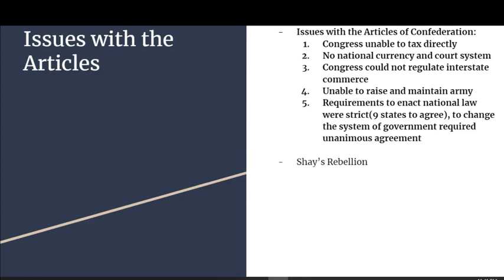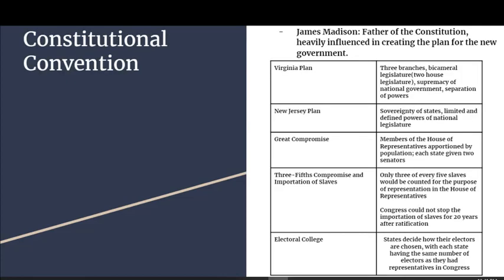These were extremely big problems with the Articles of Confederation, and eventually there was Shays' Rebellion as well, which challenged the Articles of Confederation, as it was needed to stop rebellions, and the leaders and founding fathers of the United States realized the government needs to be revised. So the Constitutional Convention happens, and we're going to have James Madison, the father of the Constitution, heavily influencing the plan for this new government, and that document would be the Constitution. And so they talk about all these plans.